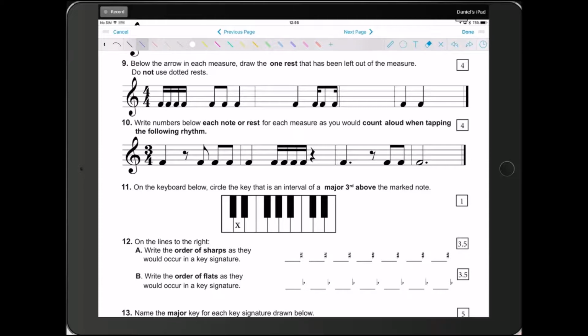So, let's get started. Question 9 states, below the arrow in each measure, draw the one rest that has been left out of the measure. Do not use dotted rests.